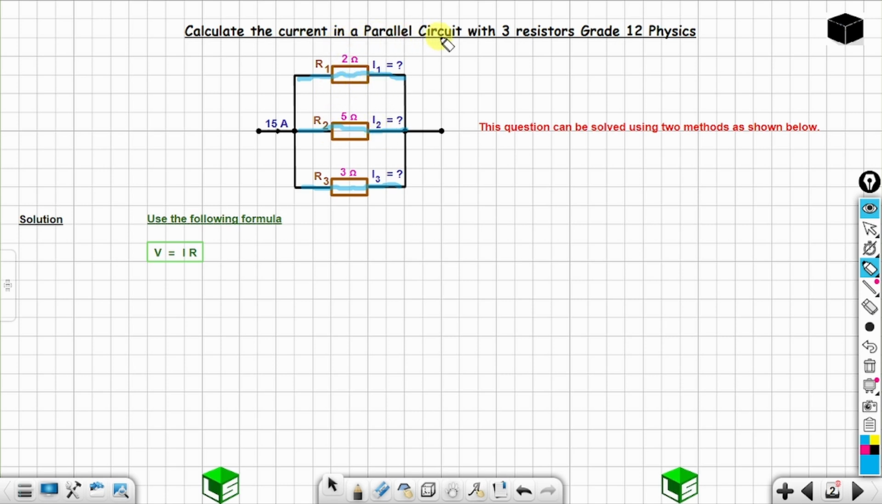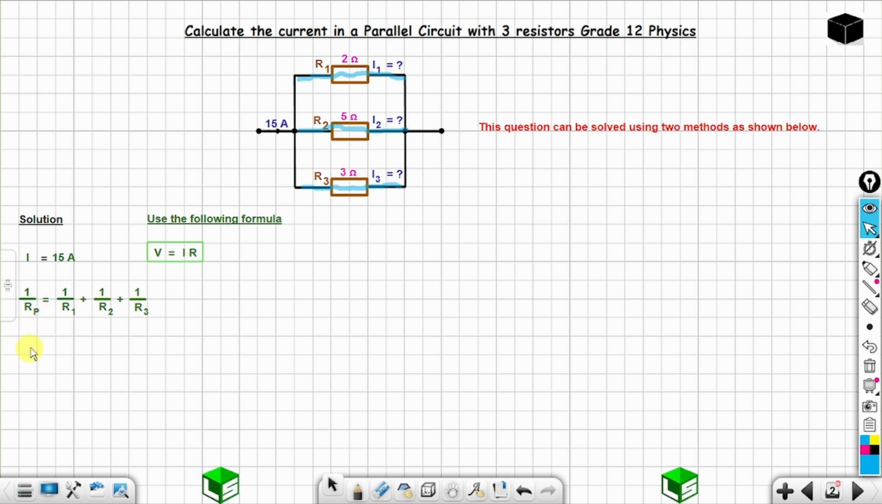So you need the total current. The total current is equal to 15 amperes. Now you need the total resistance. You have 3 resistors in parallel, R1, R2, R3, so you are going to use this formula.